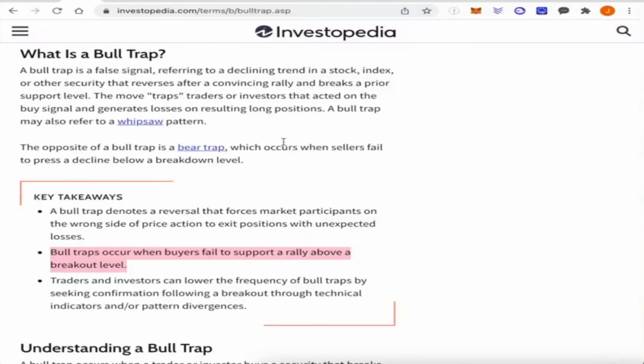What is a bull trap? Bull traps occur when buyers fail to support a rally above a breakout level. So that's the price I'm going to look at on the chart today. The breakout level, my GAN 50% level. And if the price can't remain above this level, then we could consider it a potential bull trap.